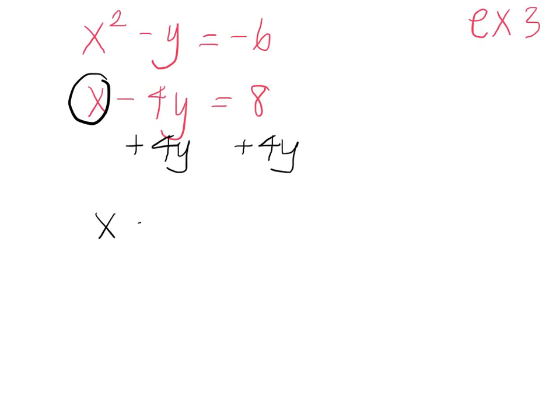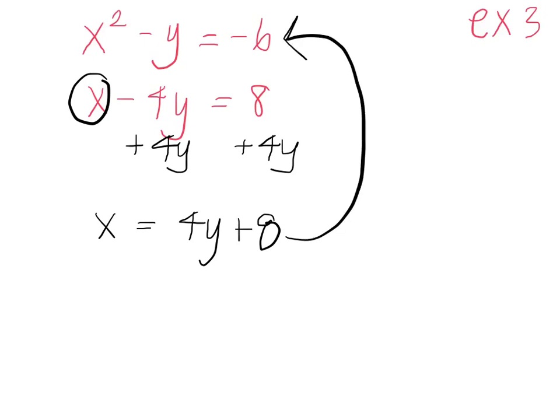So this is the substitution method. I have x equals 4y plus 8. Now that I know what x equals, I'm going to go ahead and substitute that into equation 1. So it's x squared, so it's going to be 4y plus 8 squared minus y equals -6. So the only thing I substituted in was my value for x, which was 4y plus 8.